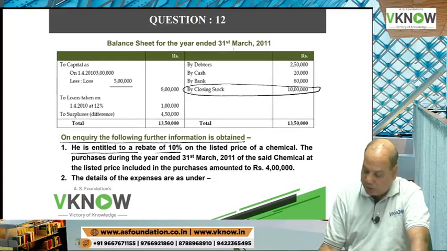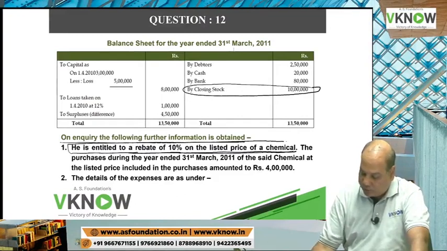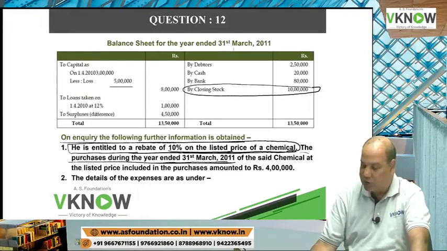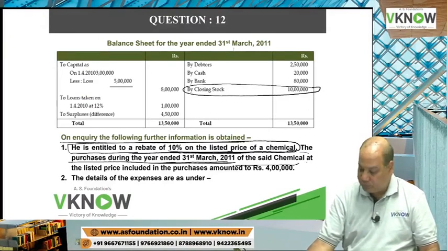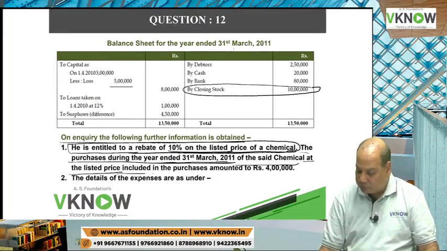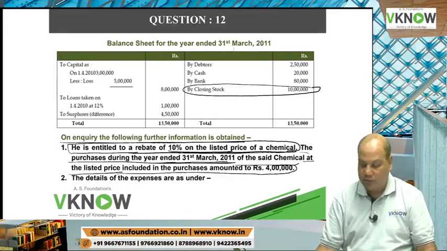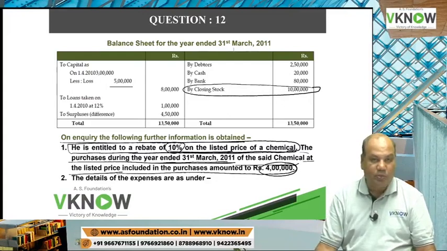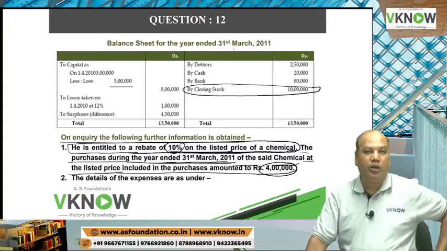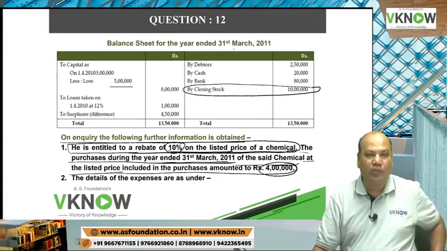He is entitled to a rebate of 10% on the listed price of a chemical. So he will get a rebate of 10% on purchase. The purchase during the year ended 31st March 11 of the said chemical at the listed price included in the purchase is 4 lakh. So there is 4 lakh of purchase on which he should get 10% rebate, but he has not recorded the rebate. Probably this person does not know the accrual method of accounting. That is why he has not recorded interest accrued, he has not recorded rebate receivable.